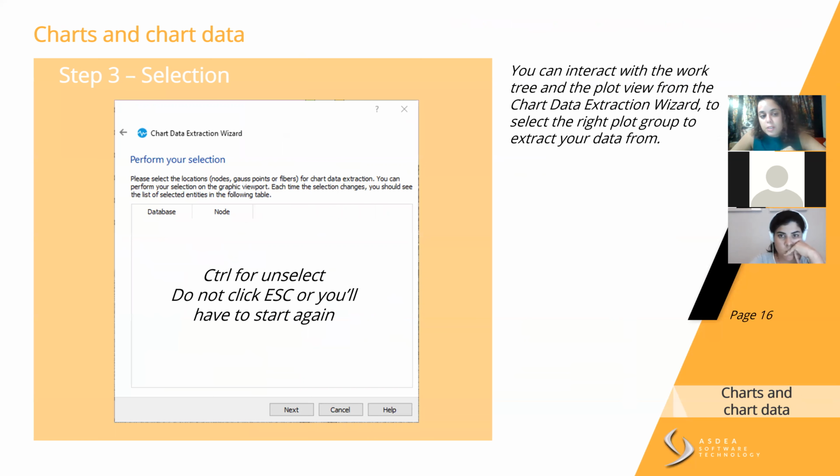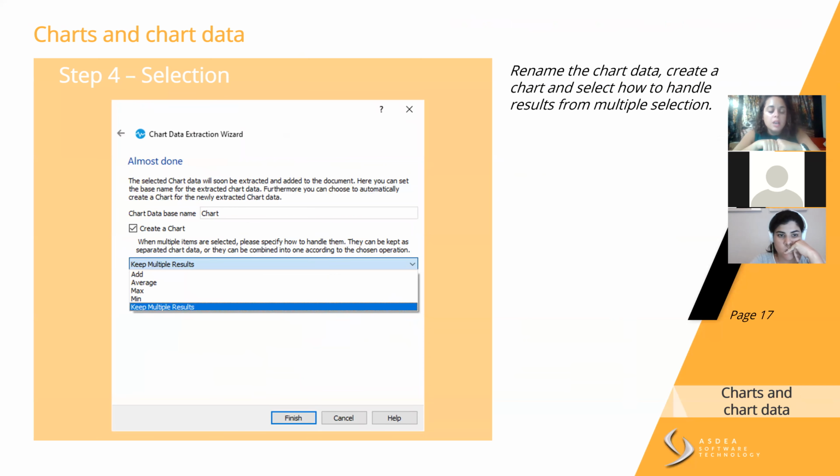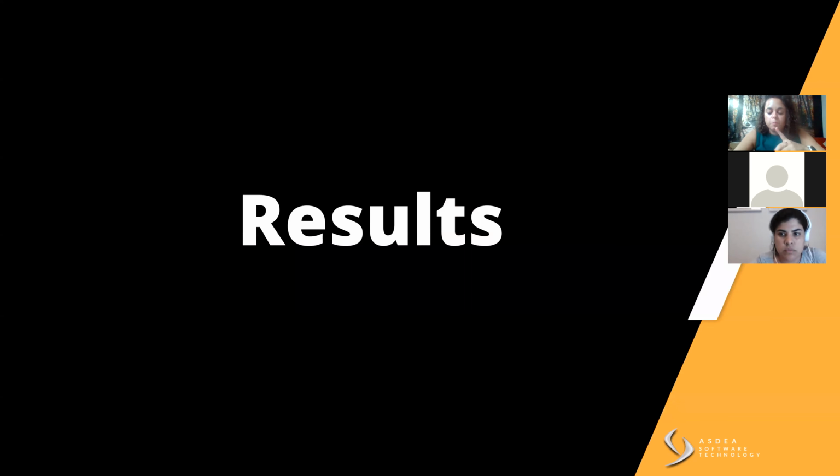And then last step, you have to define if you want to create a chart with that data. Maybe you just want to copy paste it somewhere else. And what you want to do if you have multiple results. So if you selected more than one node, if you want those results to be averaged, or if you want to show just the maximum, the minimum, to keep them separated, or to just sum them with each other. For example, if you're plotting a Pushover curve and you want the reaction at the base, you want to sum that reaction all together.